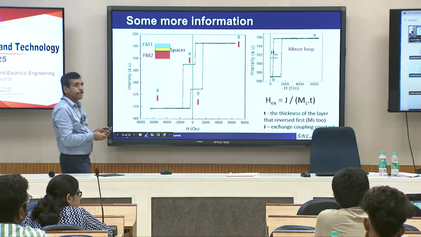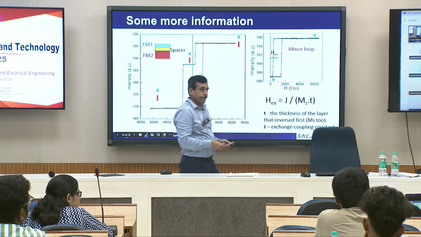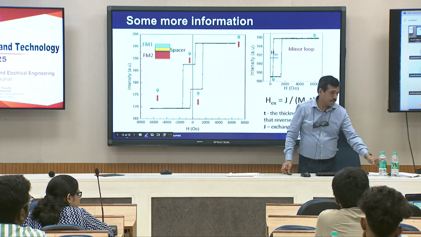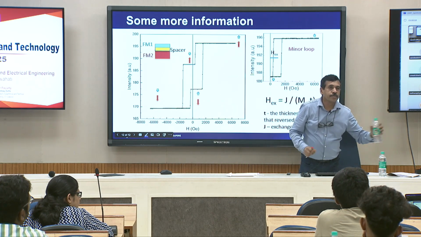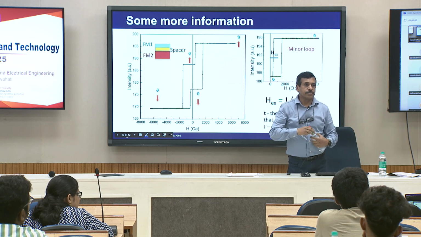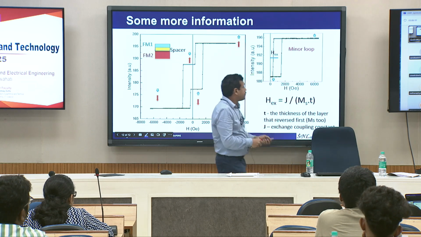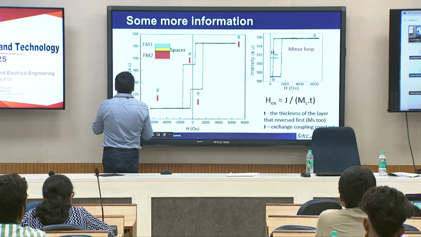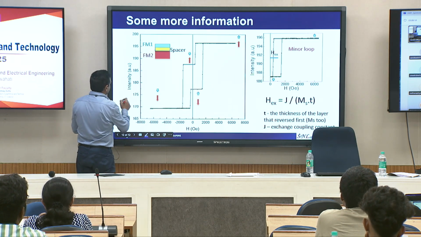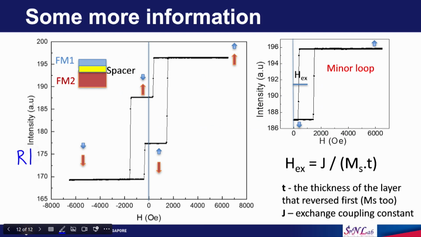How does this layer, ruthenium or iridium, facilitate antiferromagnetic coupling between the two layers? I mean, what is the mechanism? Long ago there was a theory called RKKY. This theory is from four scientists: Ruderman, Kittel, Kasuya, and Yosida.